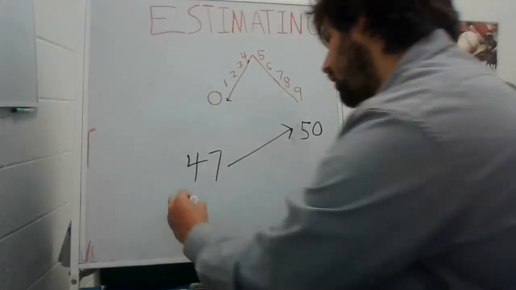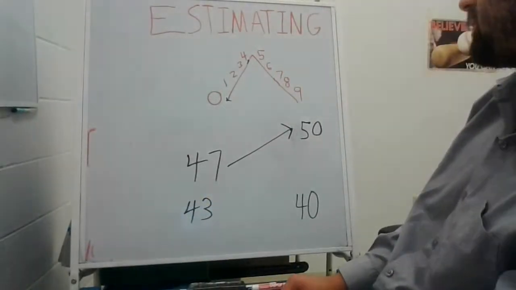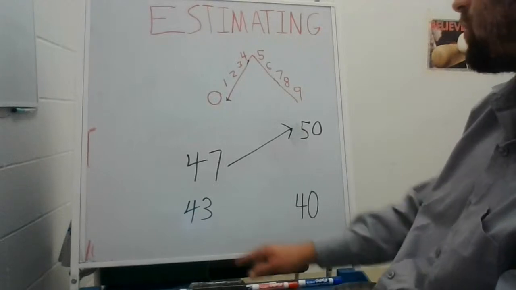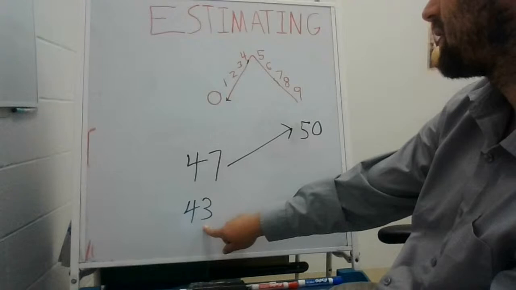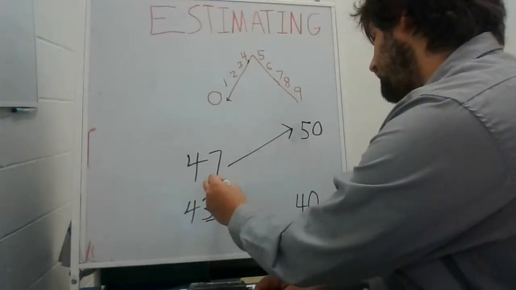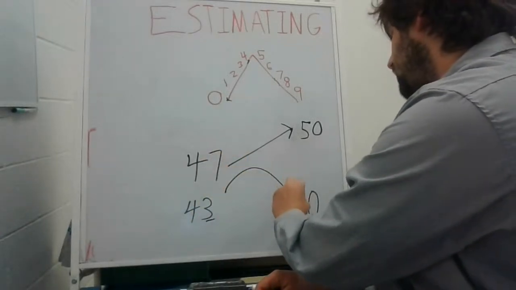Next example, 43. So 5 or more, we raise the score. Looking at the digit in the ones place, this digit is less than 5. So for 43, we would round down. This one, we're going to round down to 40.